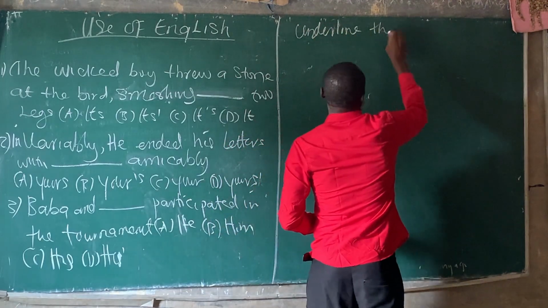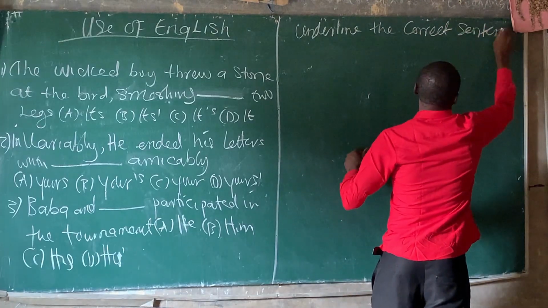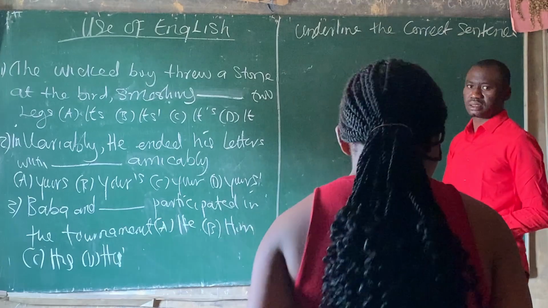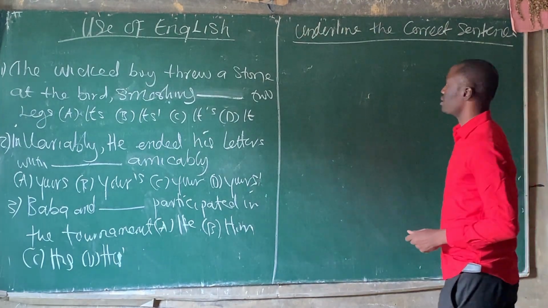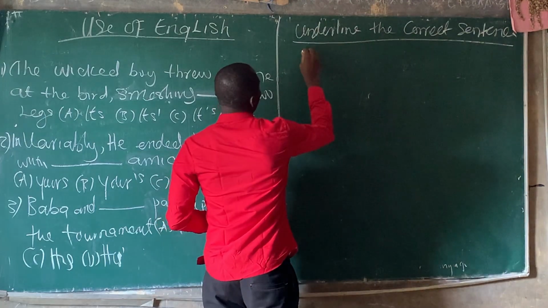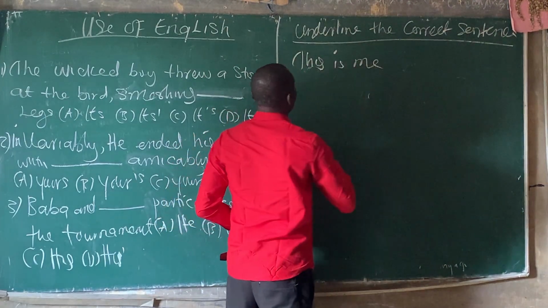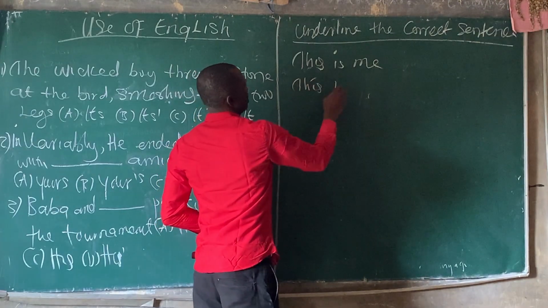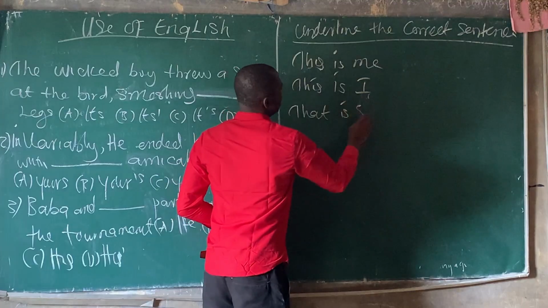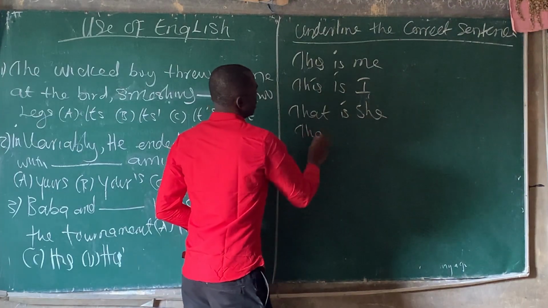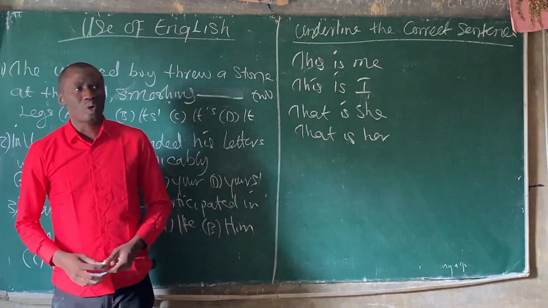Underline the correct sentence. Okay? Now, this is me. This is I. That is she. That is her. Let's start with that. After this, we'll do another one.